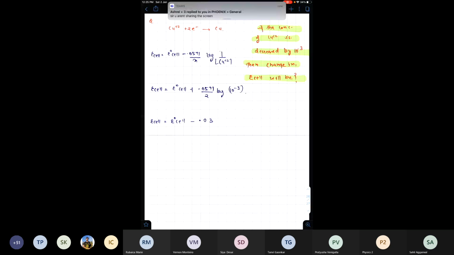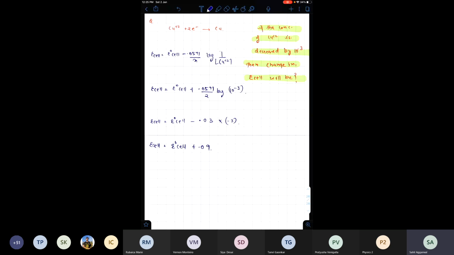Screen is visible to all, right? PCL will be increased by 0.09 volt. It is plus, so this will be minus. So decreased by 0.09 volt. Yes or no?